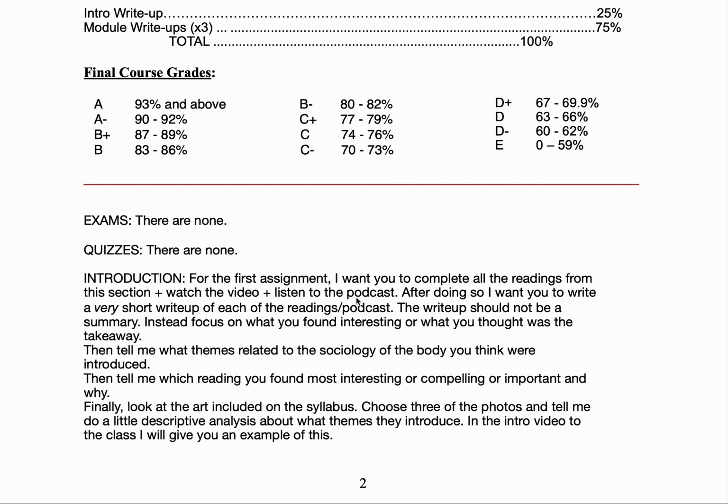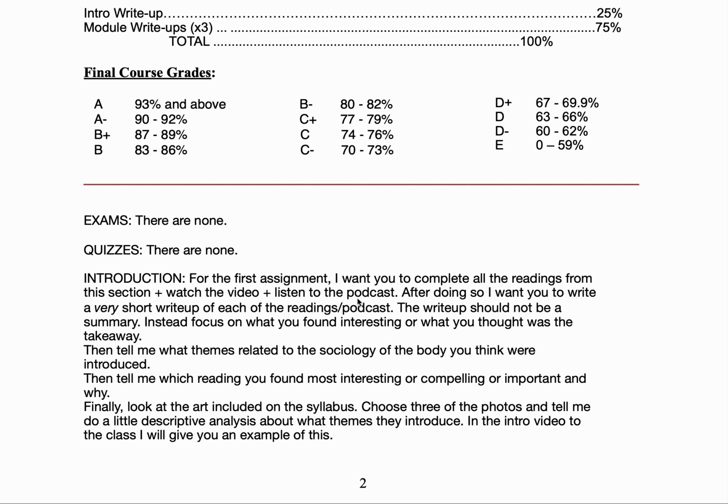Then, after you go through and do that for each of the items, you're going to tell me what themes related to the sociology of the body you think were introduced. Maybe there were a bunch of themes about the beauty industry. Maybe there were themes about the challenges we have relating to our own bodies. Maybe there were themes about how a body is increasingly tied to identity. Maybe it's something about the medical industry and how patients are treated. You tell me what themes you think emerge.